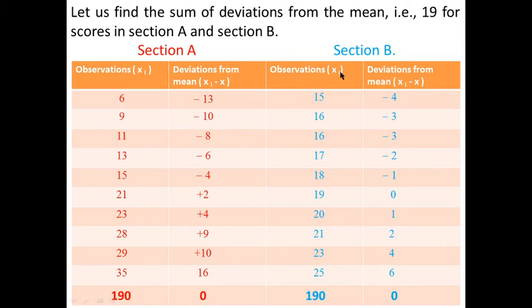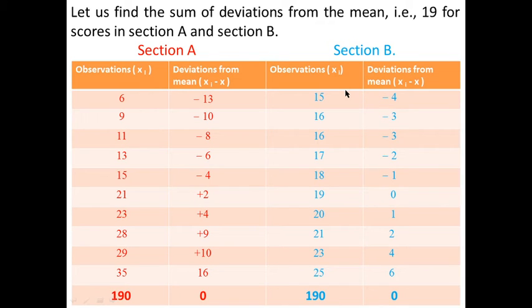The observations of section B are 15, 16, 16, 17, 18, 19, 20, 21, 23 and 25. Its total is also 190, with 10 observations. Mean means the sum of all observations divided by the number of observations. 190 divided by 10 is equal to 19. The mean for section B is also 19.